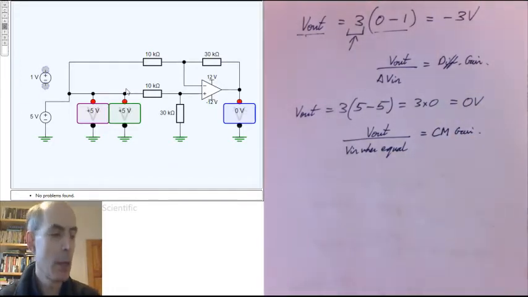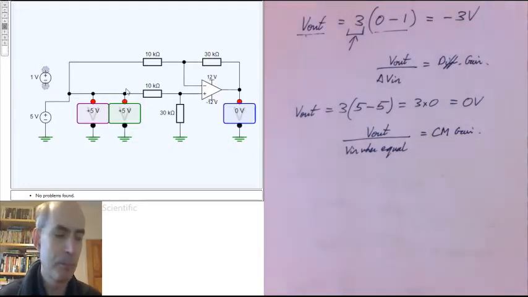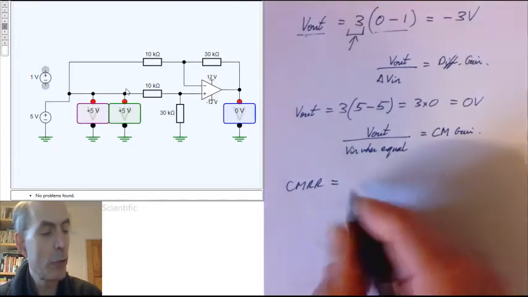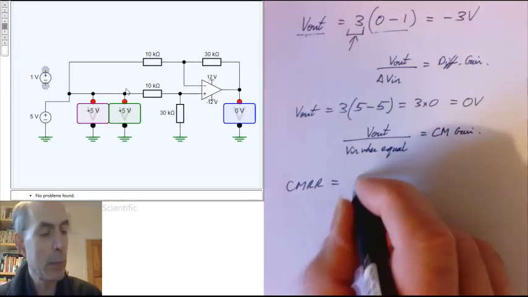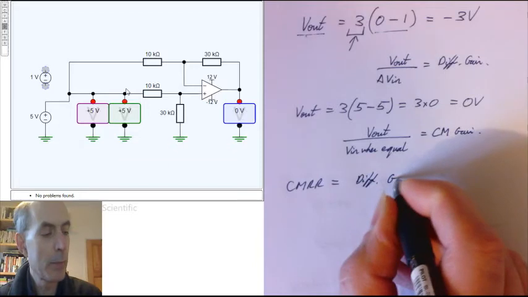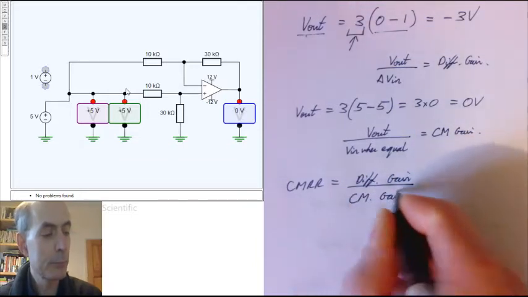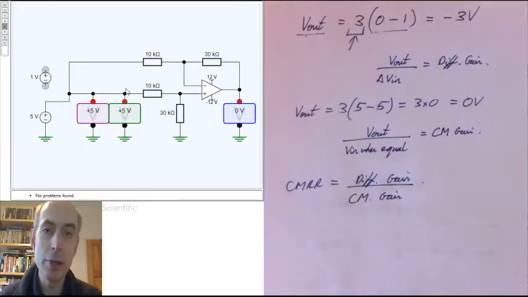Right. Ideally, the common mode gain is 0, but for real non-ideal components, it isn't. The common mode rejection ratio is then just the differential gain divided by the common mode gain. Since the common mode gain is ideally 0, the common mode rejection ratio is ideally infinite. However, in many practical cases, that doesn't quite happen.